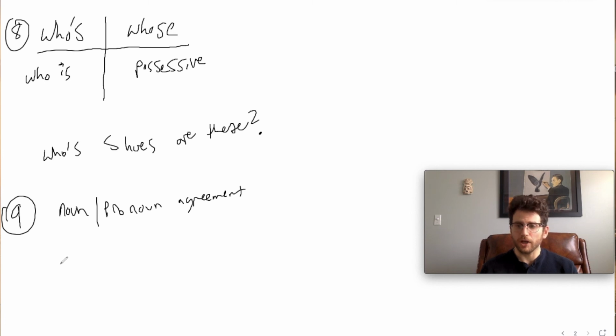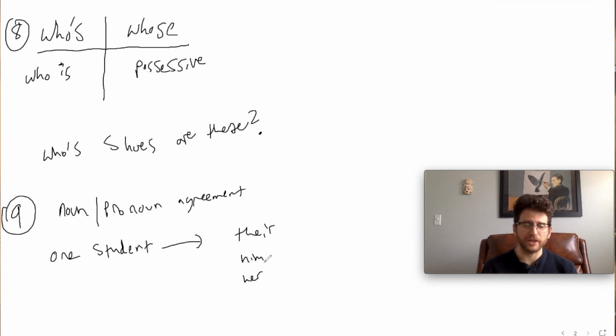Okay, if I'm talking about one student, I can't use "their" to refer to one student. "Their" is a plural pronoun. It needs to be matched with a plural noun. So if I'm talking about one student, I could say him, I could say her, but if I don't want to use sexist language and exclude, I could say him or her, or he or she.